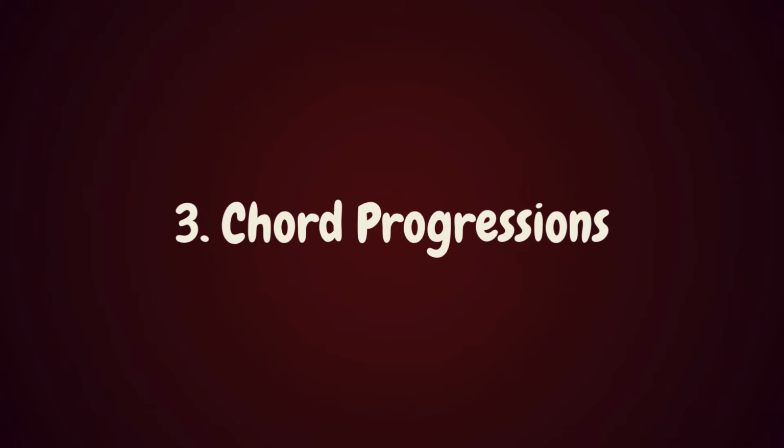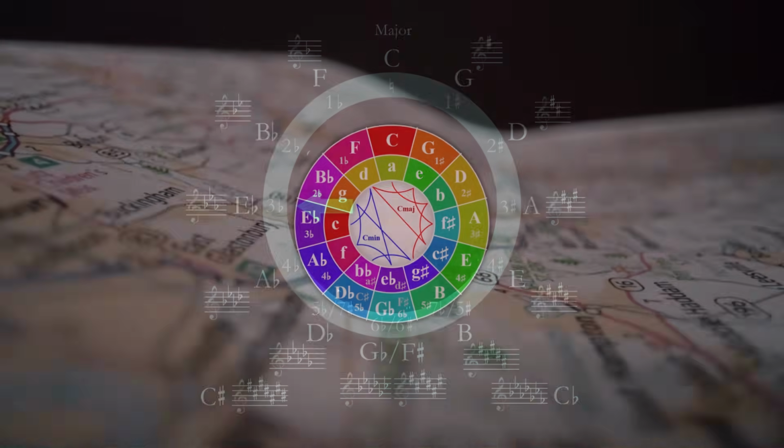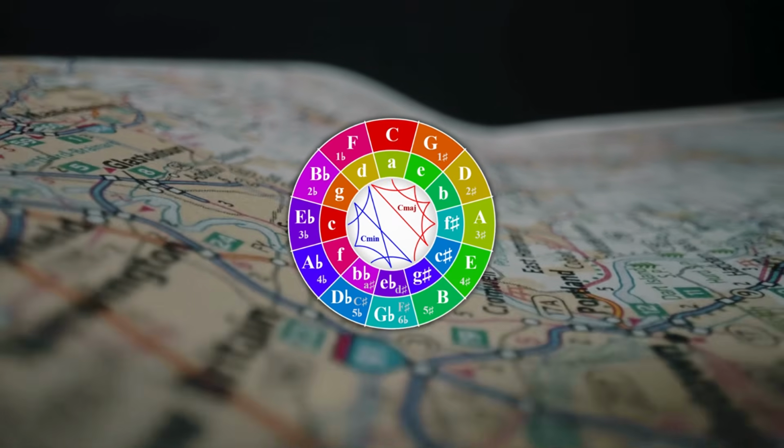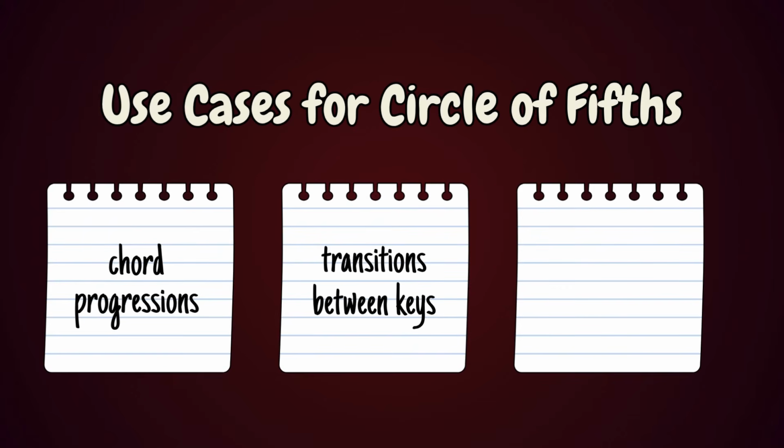It's also useful for chord progressions. Moving around the circle sounds smooth and connected, while big jumps across it sound bold and surprising. The circle of fifths is the roadmap behind almost all Western harmony. Use it for writing smooth chord progressions, modulating between keys, and understanding key signatures instantly.